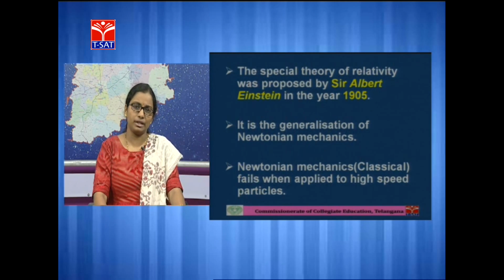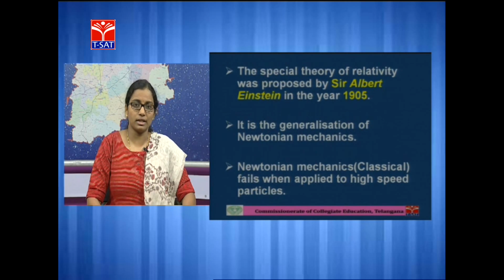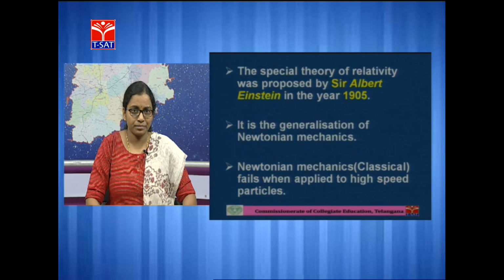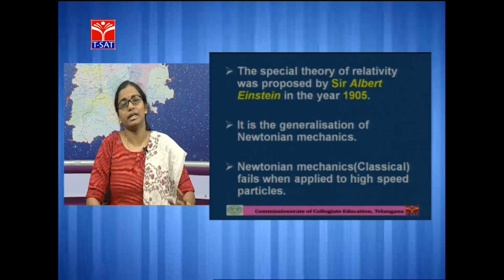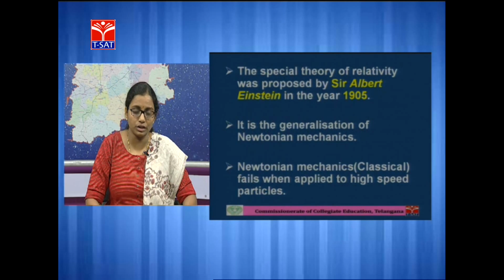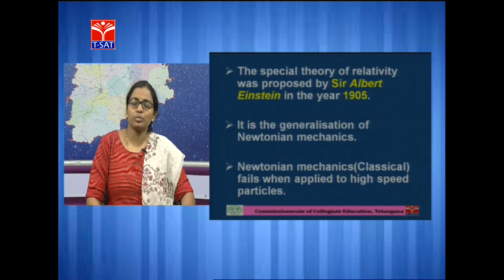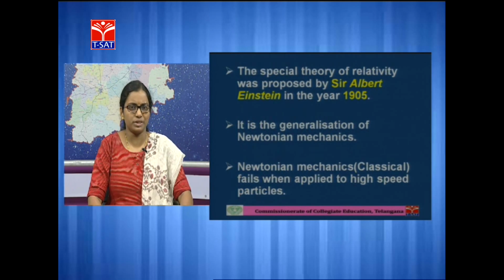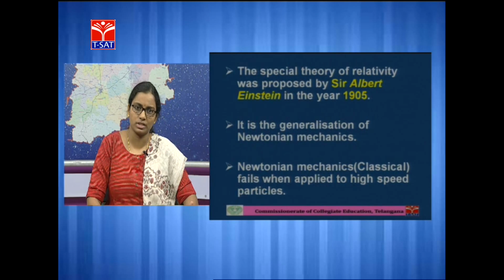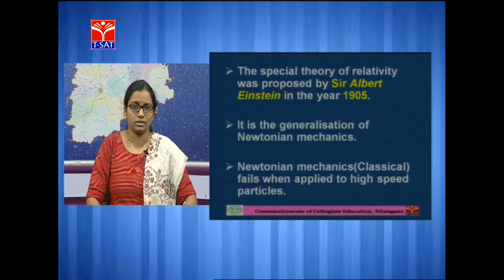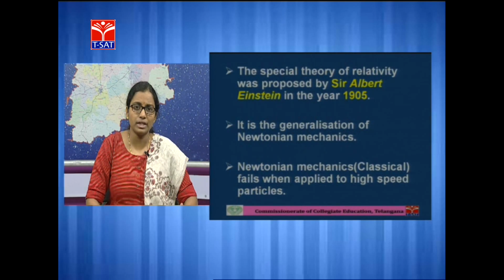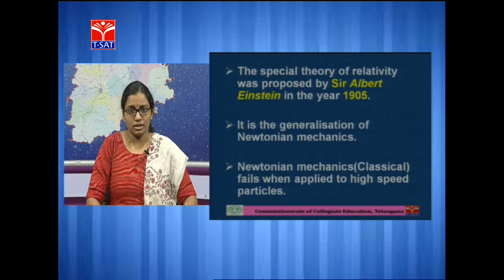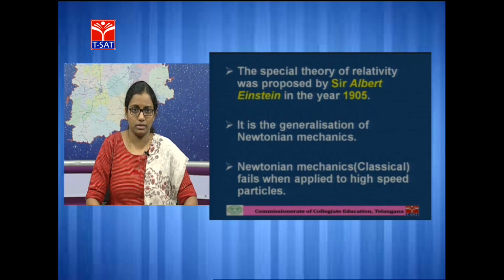Who proposed this theory? First of all, let us know. Albert Einstein in the year 1905 gave the special theory of relativity. And what is this relativity? It is the generalization of Newtonian mechanics. Newtonian mechanics is always called classical mechanics, which fails to deal with objects or particles having velocities very close to the velocity of light. It fails to deal with objects having velocities approaching the velocity of light.